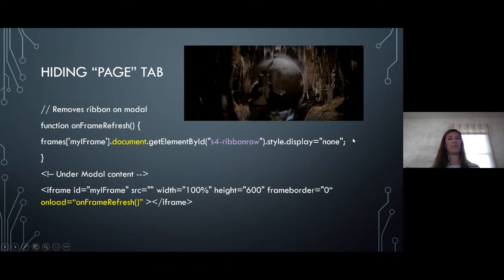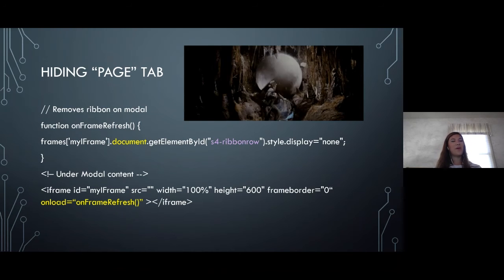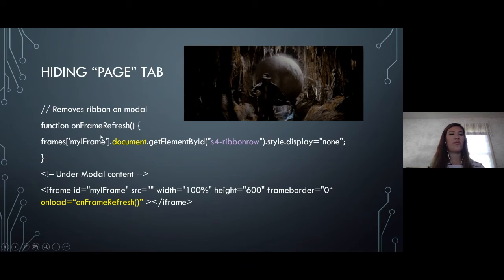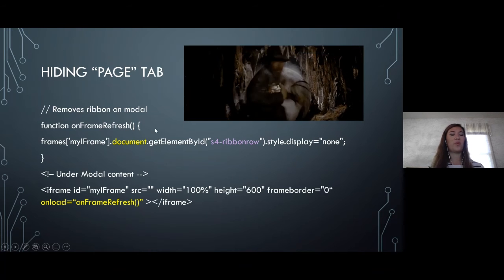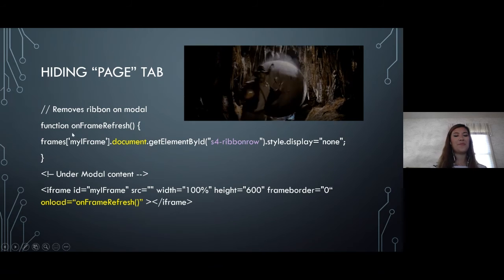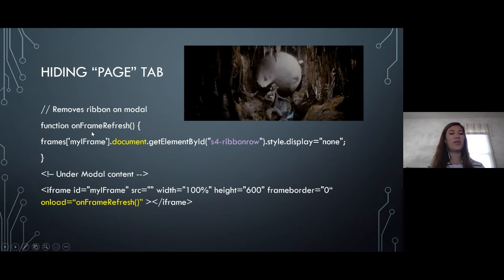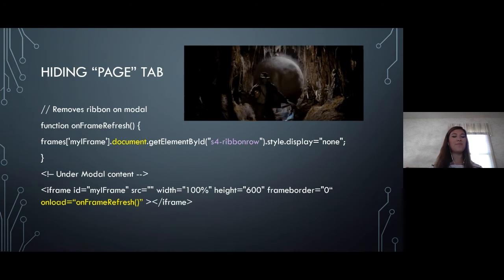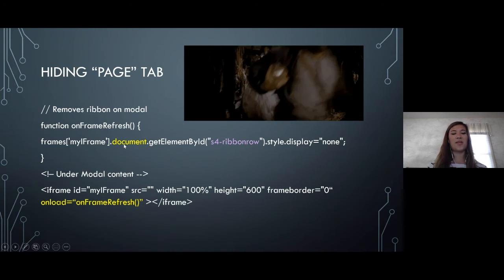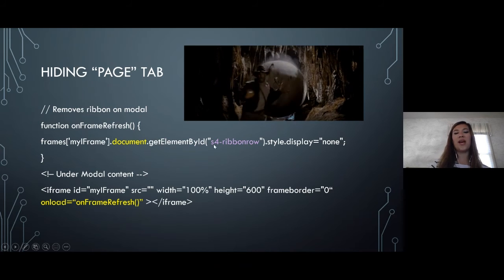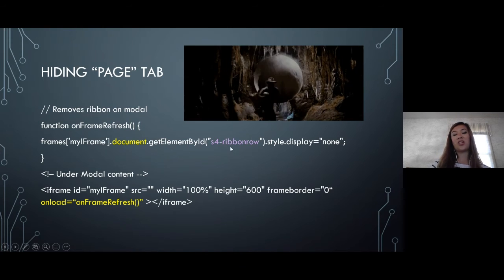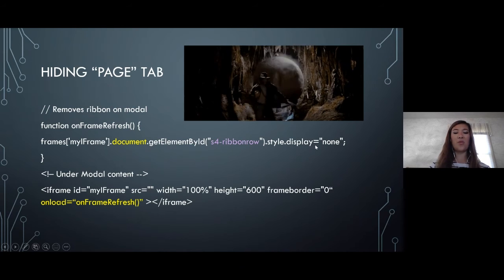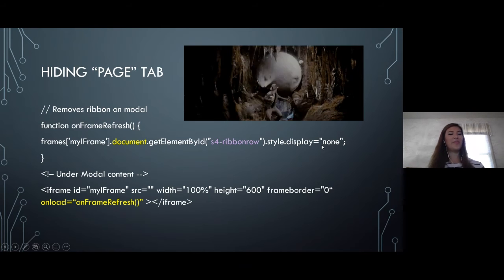We're getting to the look that we want. So hiding the page tab was a little bit tricky. I had to add a little bit more code for that one. So first I have it remove the ribbon on the modal because that page was part of the ribbon. So I added a new function on the frame refresh. So when that modal pops up, because it's referring to that frame, it looks at the myIframe.document and gets the element ID. This was the element I found in my SharePoint that was referring to that ribbon. And then I want the display to be none because obviously I don't want that to be there anymore.